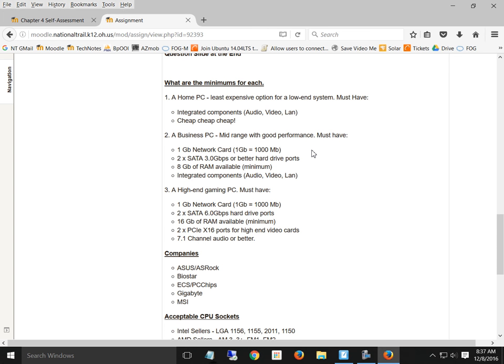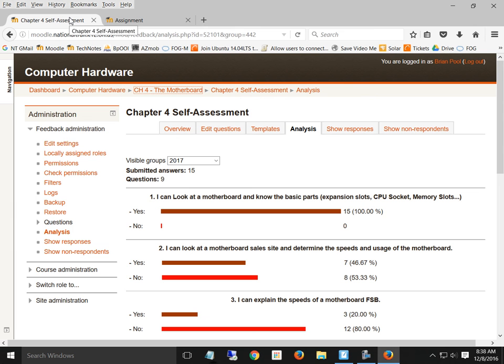So I want you to think of it in reverse order. Does it fit in the best category? No. Does it fit in the second best category? Yes or no. And then finally, does it fit in the home PC? And then it might not fit into any, right? Okay. And I might be tricky, and I might give you an ITX motherboard.